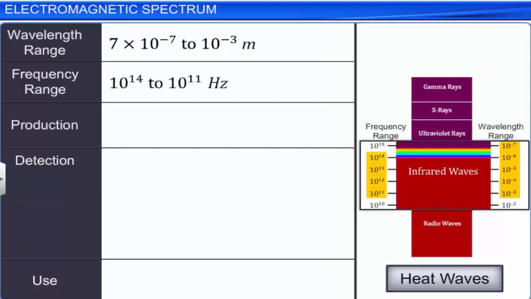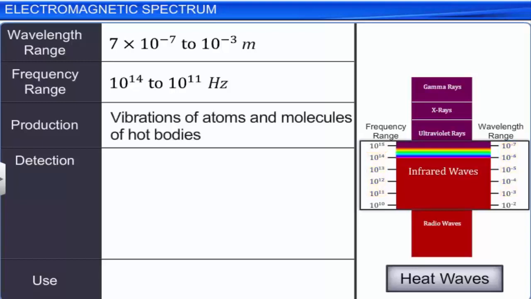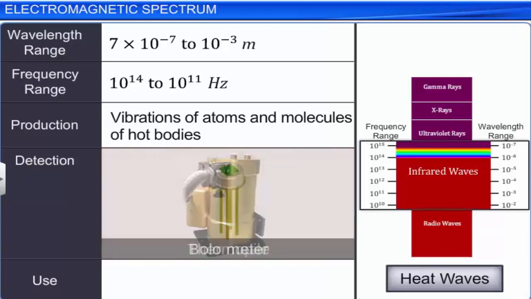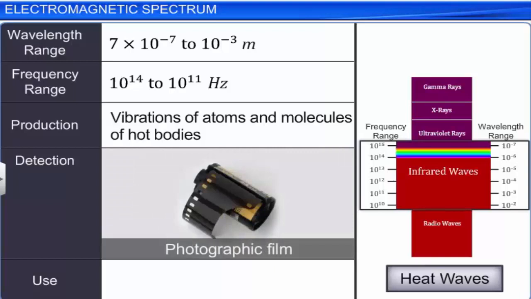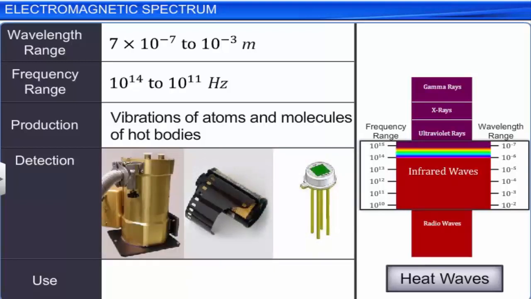Infrared waves are produced by the vibrations of atoms and molecules of hot bodies. These waves can be detected by bolometers, thermopiles and infrared photographic films. Infrared detectors are used in Earth satellites and are also widely used in remote switches and night vision cameras.